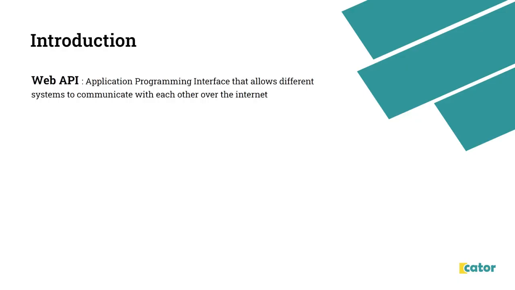A web API is an application programming interface that allows different systems to communicate with each other over the internet. In the context of web development, a web API usually refers to a set of HTTP protocols with common methods like GET, POST, PUT, and DELETE. A web API provides a standard interface for accessing data or functionality from a remote server or service.